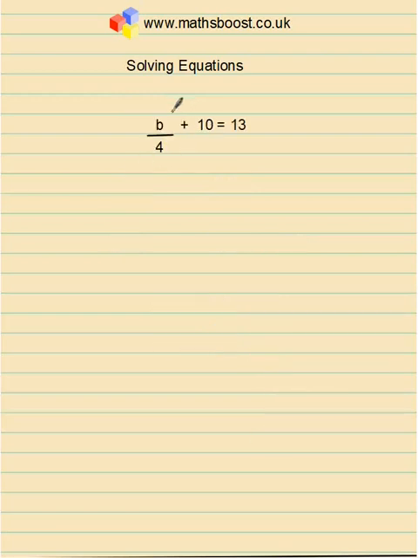Again, I'm only interested in the side with the unknown value, so I'll forget about this for the moment. If I knew the value of b, what is this rule telling me to do? First, divide by 4, and then add 10. Underneath, I'll write the inverse. And again, I'll put this arrow in to remind me where I'm going to start from.